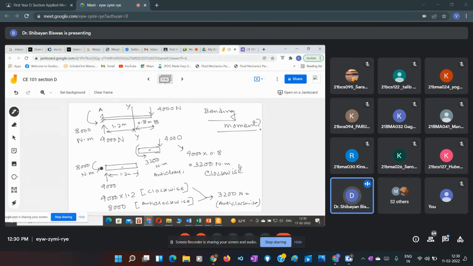This is acting from the external force or the reaction force, but we want to keep this left hand part in equilibrium. So we have to put another equal and opposite moment. As the other forces are generating an anti-clockwise moment, for equilibrium there will be a clockwise moment of the same magnitude, 3200 Newton meter.